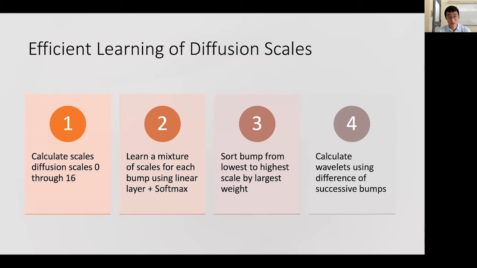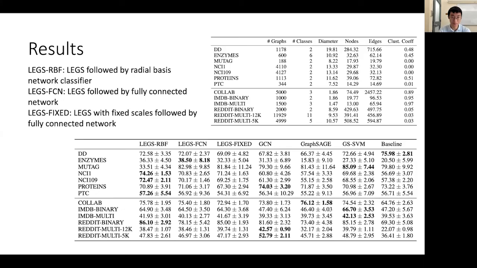So to make sure we learn the scales, we perform 4 steps. First, we calculate the scales of diffusion between 0 and 16. Then we learn a mixture of scales for each bump using a linear layer and softmax. And then we sort bumps from the lowest to highest scale by their largest weight, largest scale. And then we calculate wavelets using the difference of successive bumps. This ensures that we get actual wavelets and we can assure theoretical properties about them.